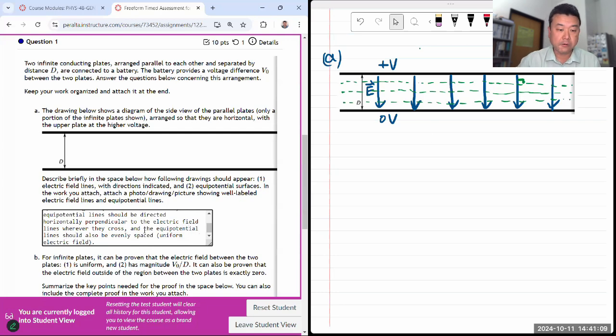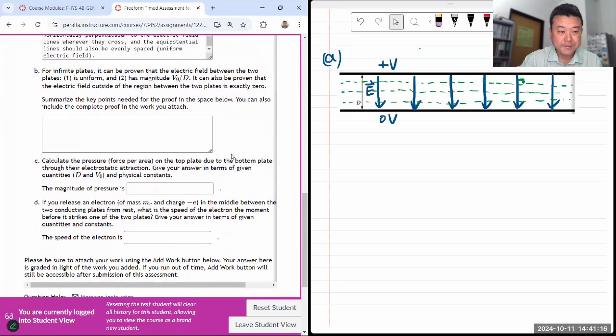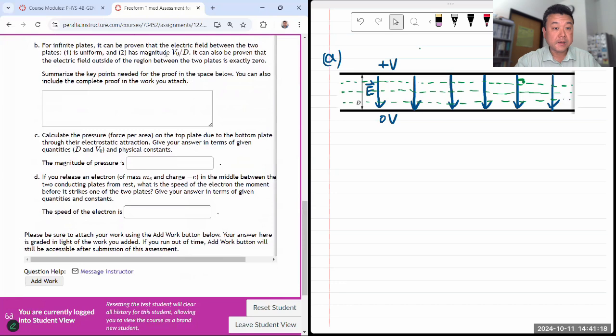In our old midterm exam, I would have people actually just draw on the exam, but this is the best I can get it to work in the online setting. So, infinite plates. It can be proven that the electric field between the two plates is uniform, with magnitude V naught over d. It can also be proven that the electric field outside the region between the two plates is exactly 0. Summarize the key points needed for the proof in the space below. You can also include a drawing, but you don't have to.